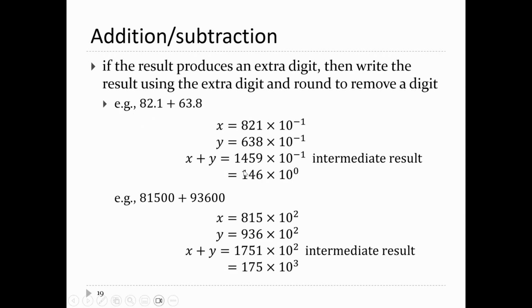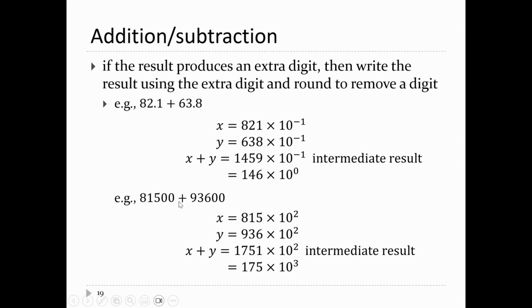So notice what has just happened here. The real answer is 145.9. But I can't represent 145.9 in our representation. The closest I can get is 146. So I can't even add 2 floating point numbers without there being some error in the result.